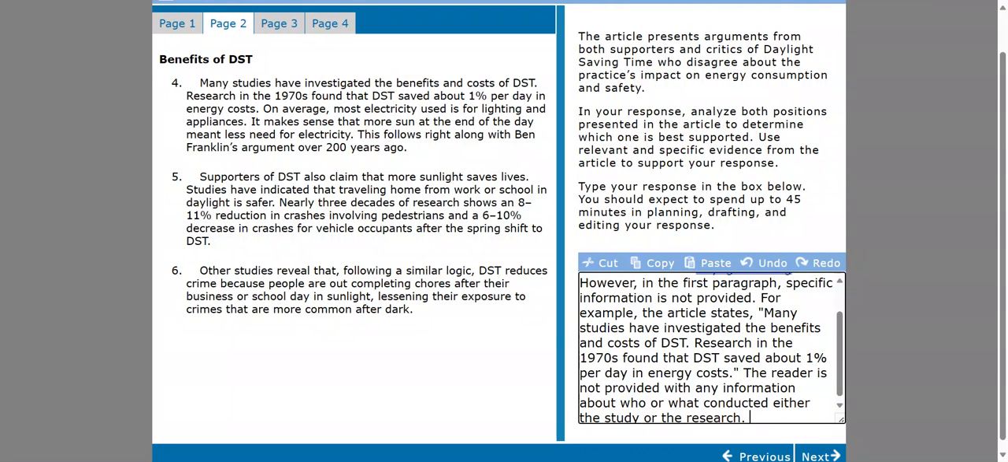Supporters of DST also claim that more sunlight saves lives. Studies have indicated that traveling home from work or school in daylight is safer. Nearly 3 decades of research shows an 8 to 11% reduction in crashes involving pedestrians and a 6 to 10% decrease in crashes for vehicle occupants after the spring shift to DST. As specific as the data is, we don't know where the information is coming from. And so, right, writers, I'm going to elaborate on that.